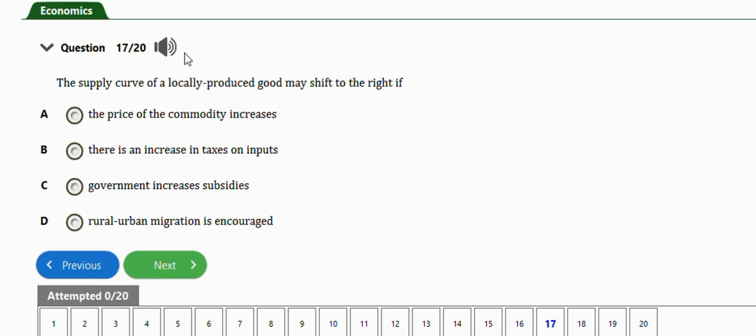Next question, it says the supply curve of a locally produced good may shift to the right if the price of the commodity increases, there is an increase in taxes on inputs, government increases subsidies, rural-urban migration is encouraged. The right answer is option C, government increases subsidies. So subsidies help to reduce price, which brings about an increase in production or supply. So the supply curve of a locally produced good may shift to the right if government increases subsidies. Subsidy increment reduces cost, which directly increases supply or production.